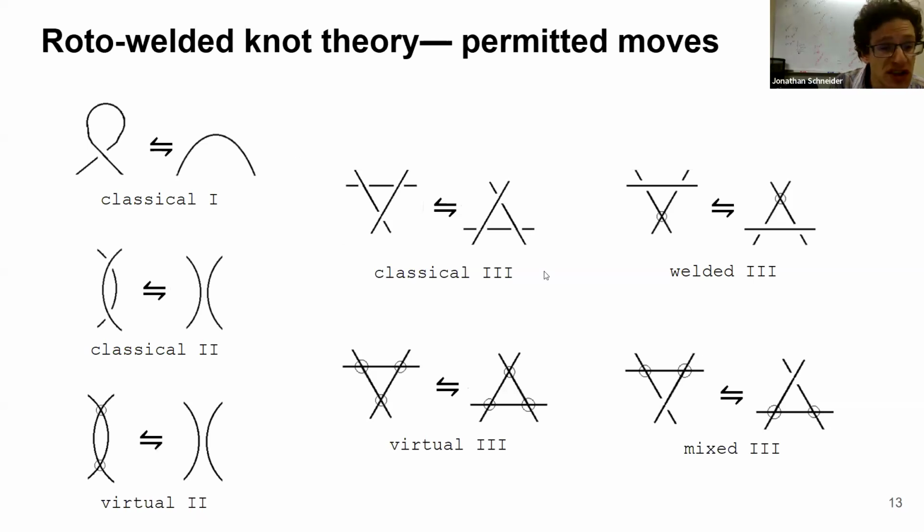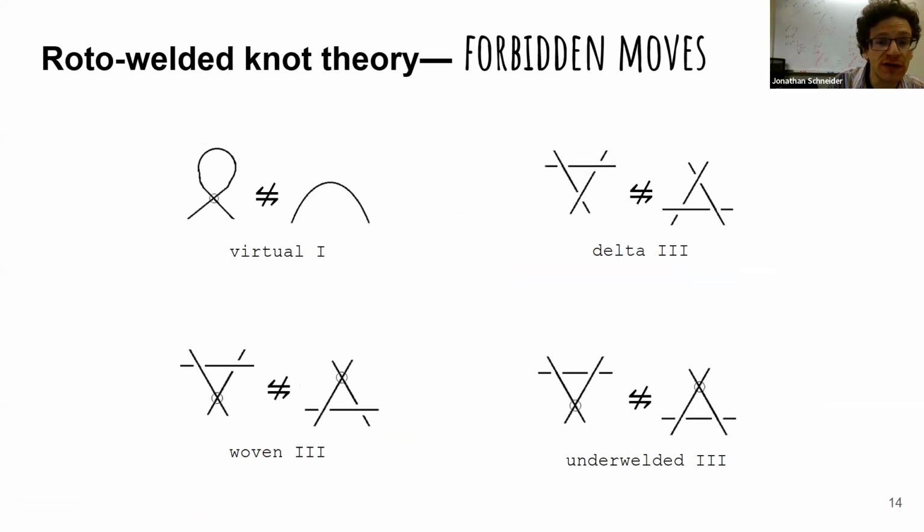These are the 7 moves that can occur. Classical 1, classical 2, virtual 2, classical 3, virtual 3, mixed 3, and this welded 3 move. These should all be familiar combinations of crossing data on the Reidemeister 1, 2, and 3 moves. We have just 4 different forbidden moves here. The virtual 1 is forbidden. That's what distinguishes this from the more familiar welded knot theory.